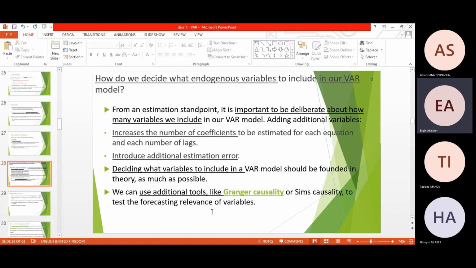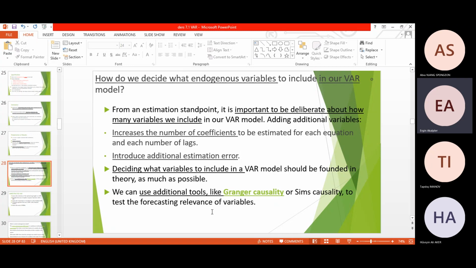How do we decide what endogenous variables to include in our VAR model? From an estimation standpoint, it is important to be deliberate about how many variables we include in our VAR model. Adding additional variables increases the number of coefficients to be estimated for each equation and each number of lags, and introduces additional estimation error.